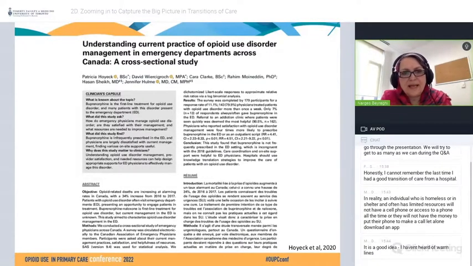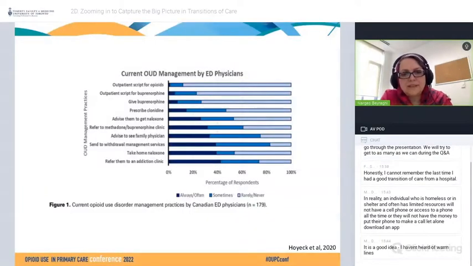This is a study that presents a survey from emergency department physicians across Canada. And the sad part of the story is that scenario one, what we presented for Casey, is a very common scenario in our emergency departments. In this study, they asked physicians about their current practice of opioid use disorder management in emergency departments. When you look at the results, you can see that opioid treatment and withdrawal management rarely happen in our emergency departments. Even referral to, for example, addiction treatment is not always happening. Safety planning also is most of the time not happening, and the same goes for take-home naloxone.